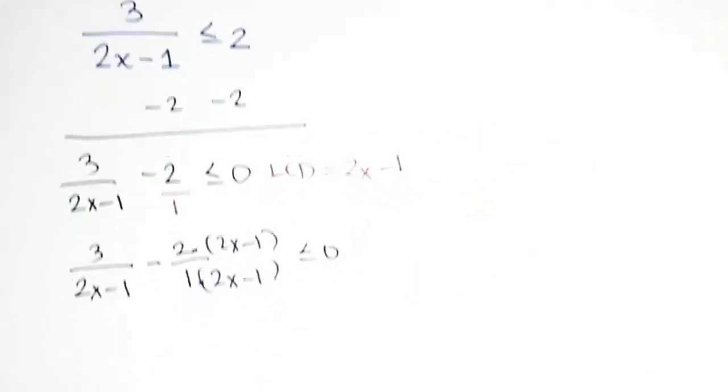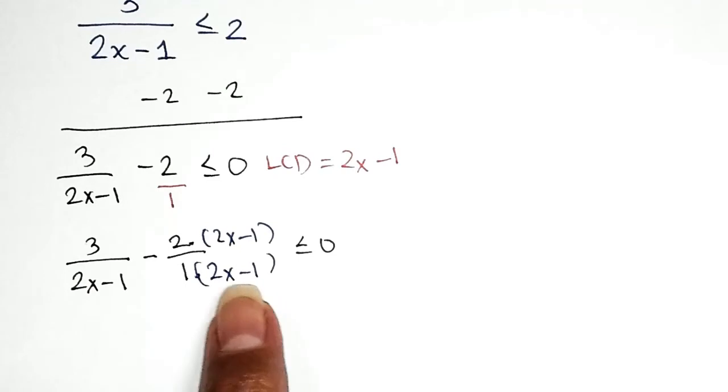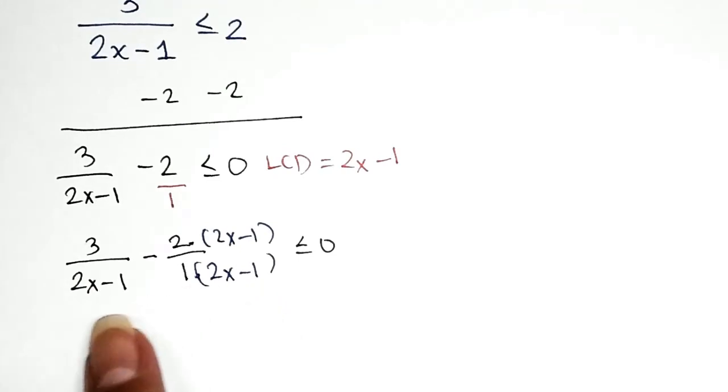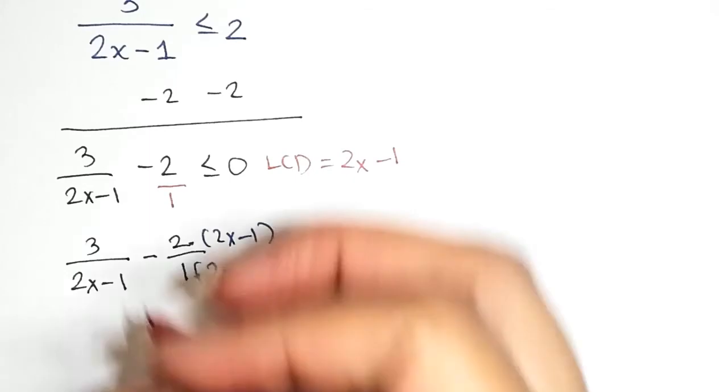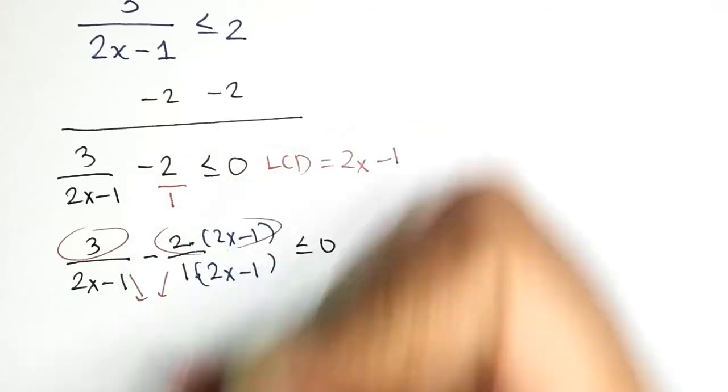So now the question is, are the denominators the same? We got a 2x minus 1 here. 1 times 2x minus 1 is 2x minus 1. So we do have the same denominator. Now that the denominators are the same, let's go ahead and subtract the rational expressions. To subtract rational expressions that have the same denominator, we subtract the numerators and then write the difference over the common denominator.